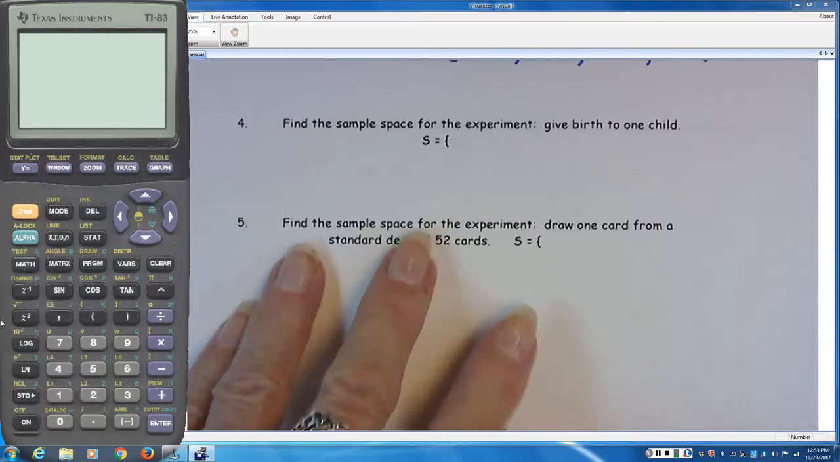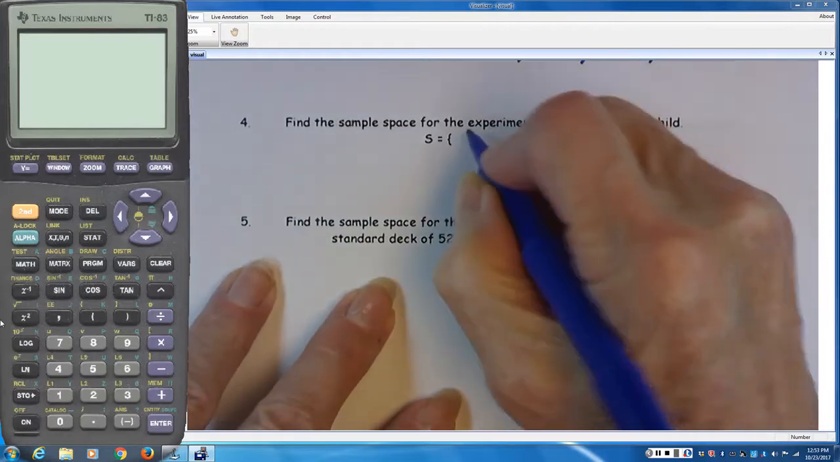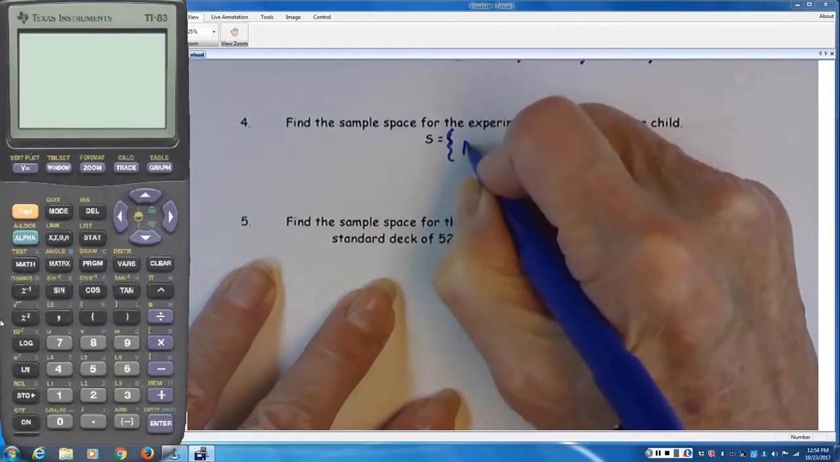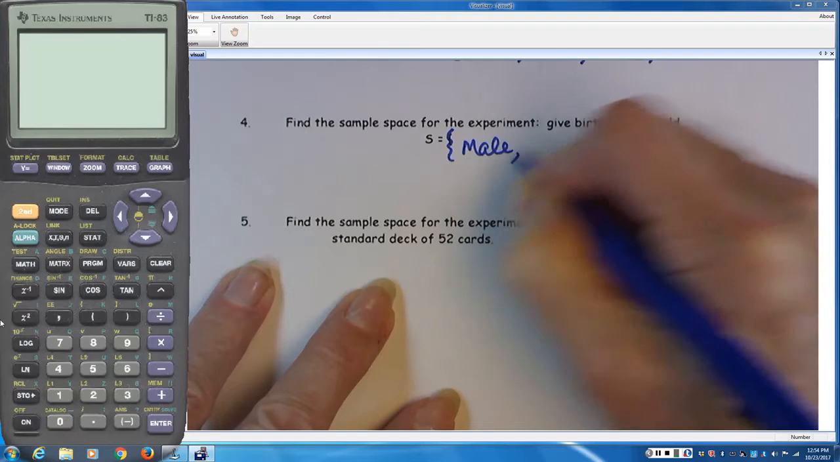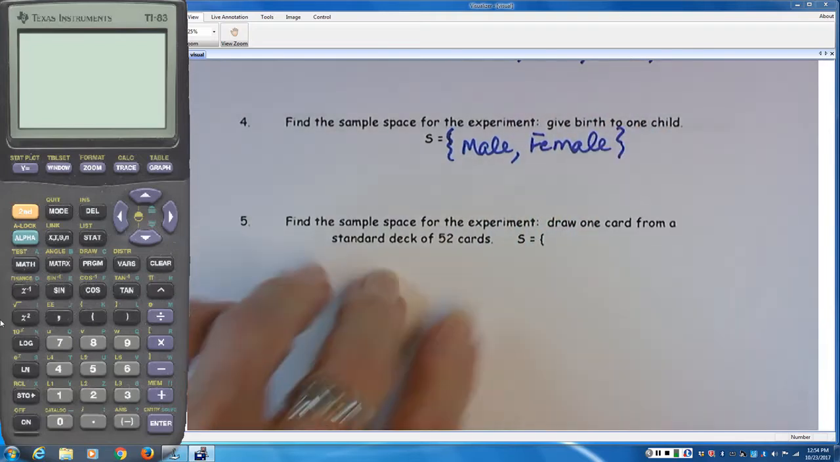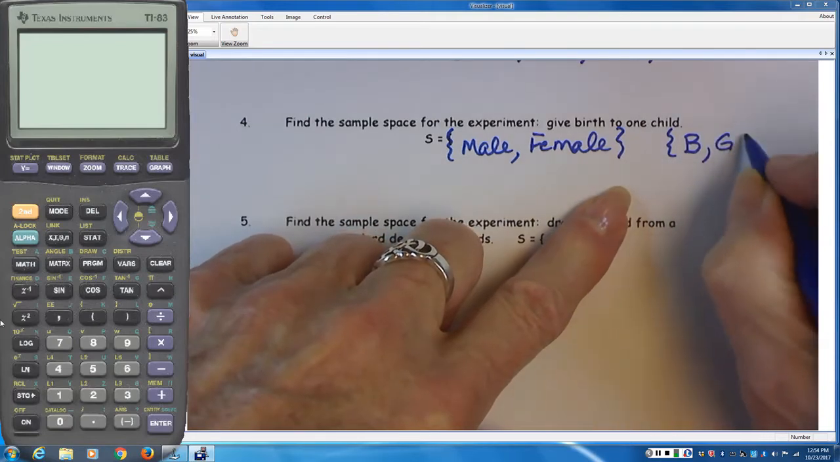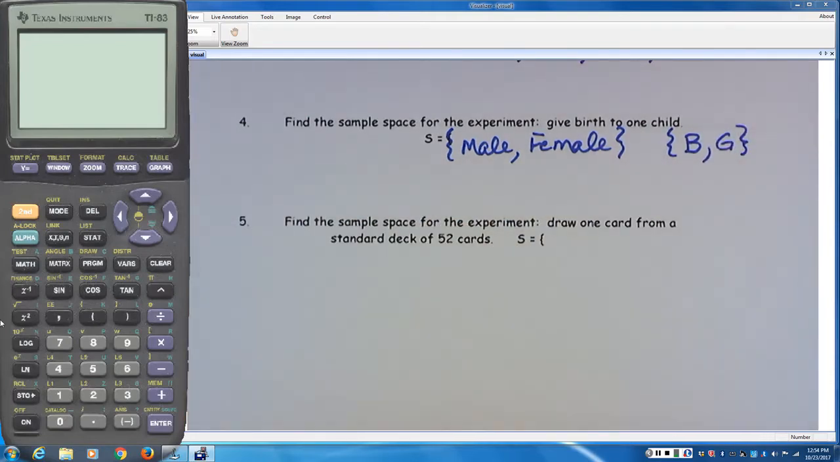Sample space for giving birth to one child. What could happen? Either a male or a female. Okay? Or if I didn't specify, B for boy, G for girl. Either one of those would be acceptable.